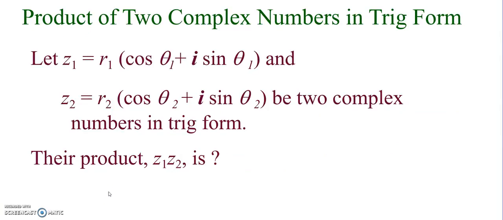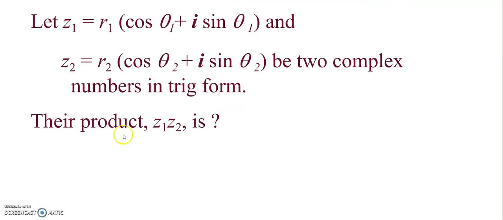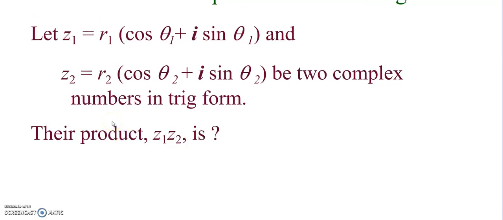Moving on, product of two complex numbers in trig form. So if I have one complex number, z1 equals r1 cosine theta 1 plus i sine theta 1, and z2 equals r2 cosine theta 2 plus i sine theta 2, these are two complex numbers. What is their product? Well, if this is in standard form, we have to distribute and then combine like terms. If this is in trig form, it's actually a little bit easier to multiply the complex numbers.